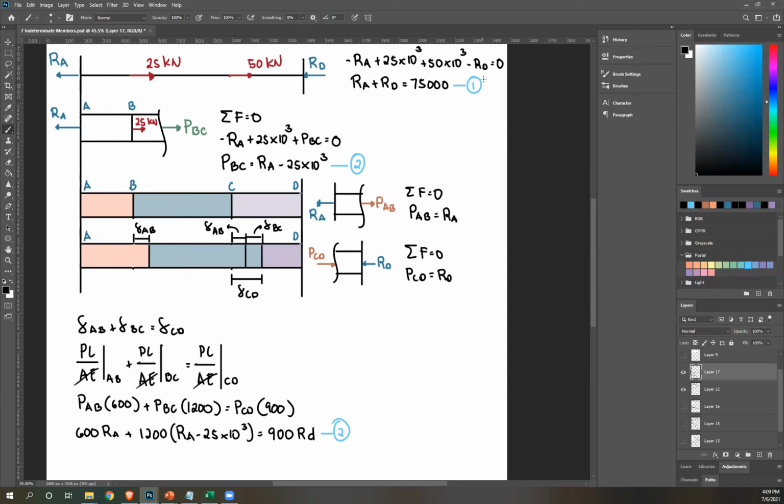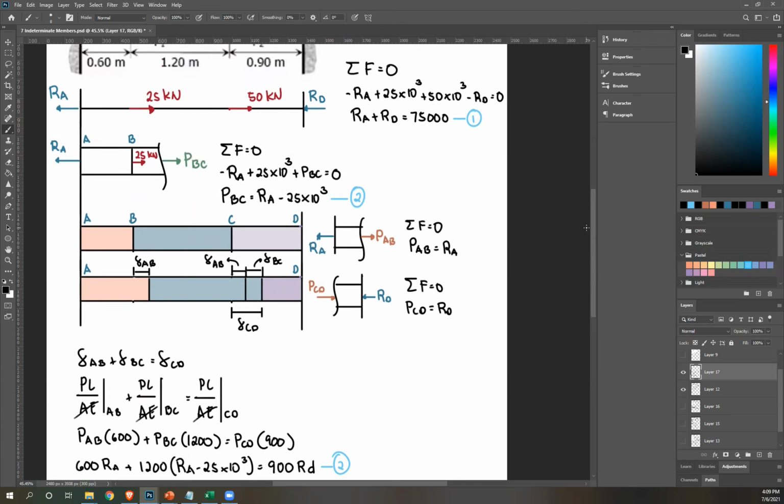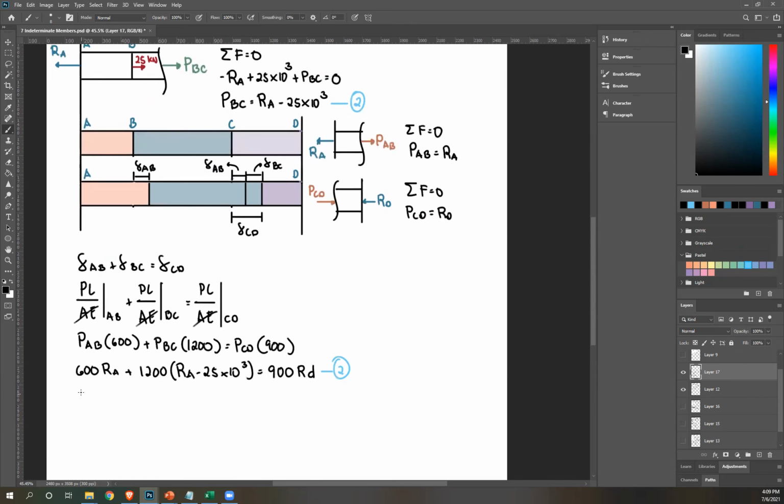Okay? But look here. Equation 1, unknown are RA and RD. Equation 2, the only unknown is also RA and RD. So 2 equations, 2 unknowns. You can solve for what's missing. Now specifically, again, the goal is to get PBC. To get PBC, I only need RA. So please solve what's RA using the 2 equations.